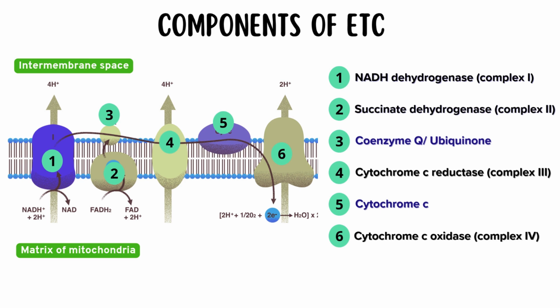In addition to these complexes, there are two mobile electron carriers, which are coenzyme Q, also known as ubiquinone, and cytochrome C. These carriers help transfer electrons between the complexes. In the electron transport chain, oxygen acts as the final electron acceptor at the end of the chain, combining with hydrogen ions to form water. Together, these components drive the flow of electrons and the release of energy needed to make ATP.